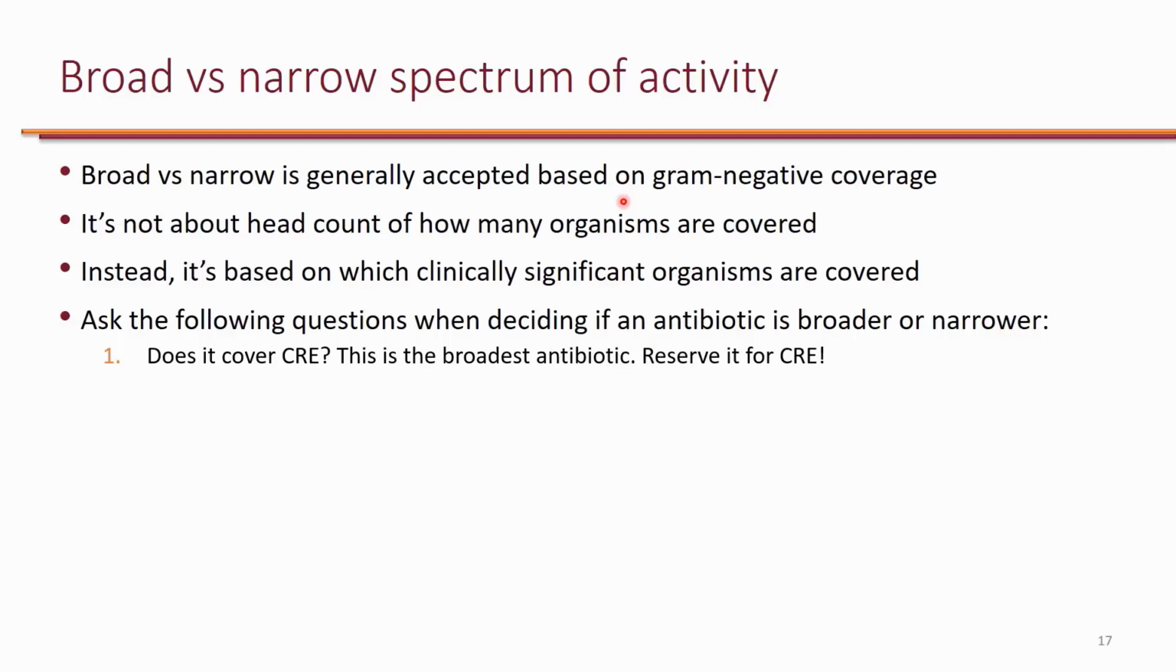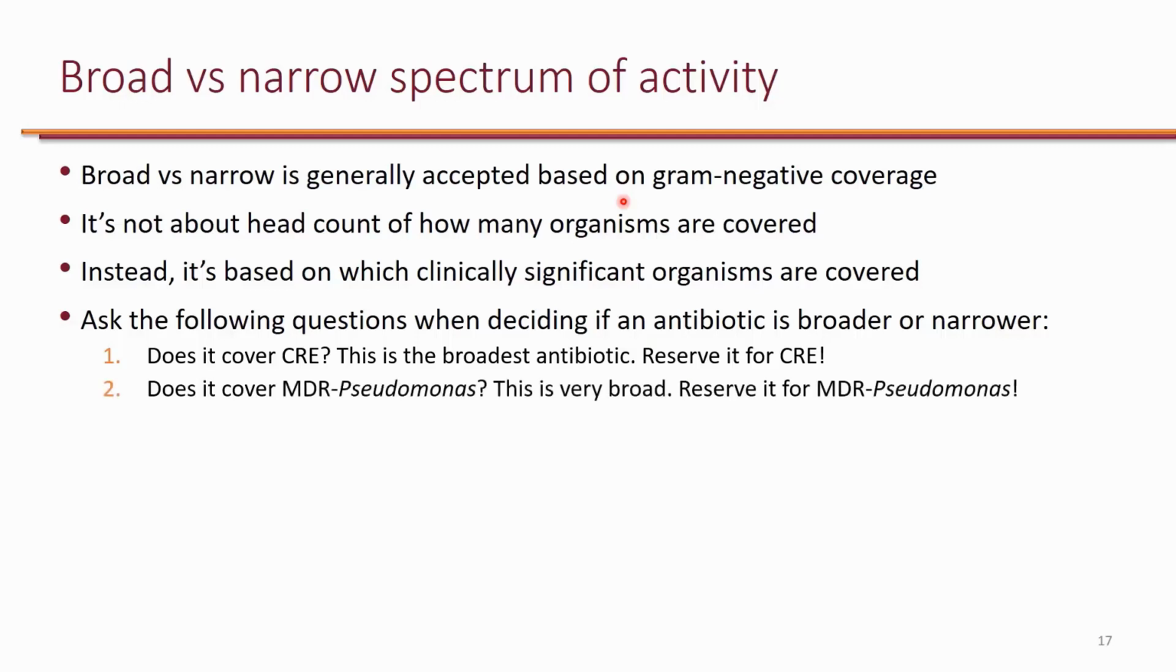Now, CRE, such as E. coli and Klebsiella that are resistant to carbapenems, we don't have a lot of antibiotic options for them. So this is one of the most resistant pathogens available. So if we have antibiotics that are active against CRE, we should reserve them for CRE. So this is considered the broadest class of antibiotics.